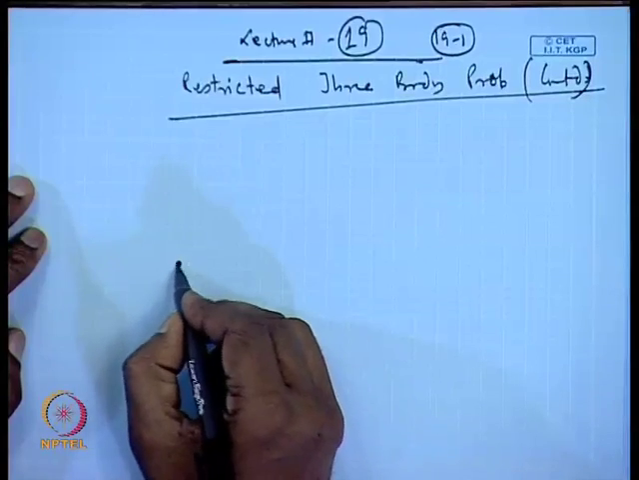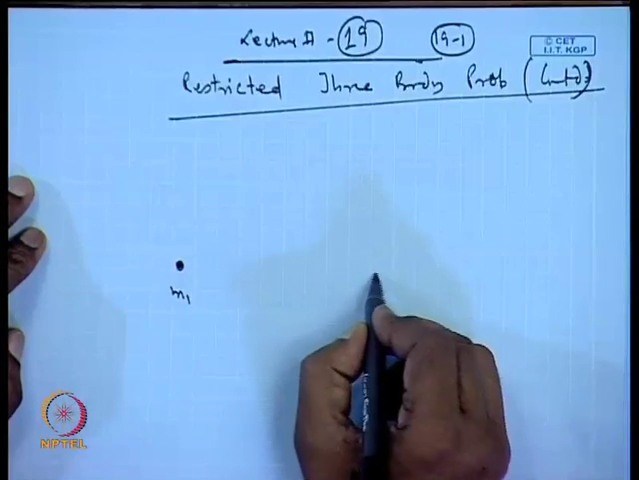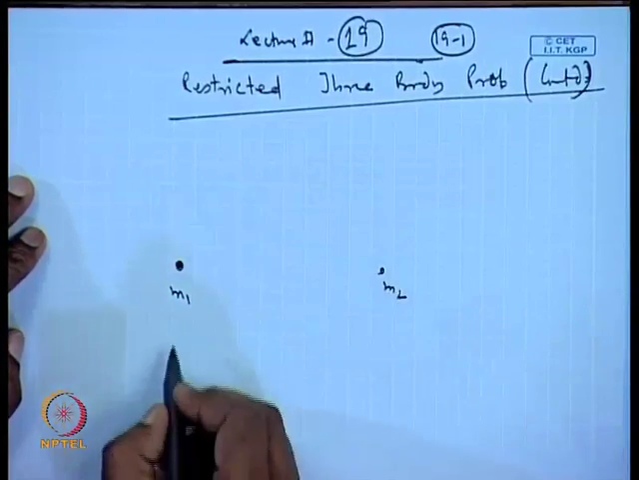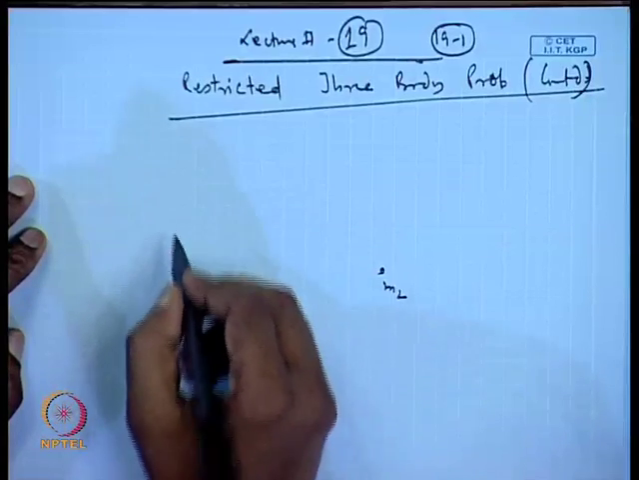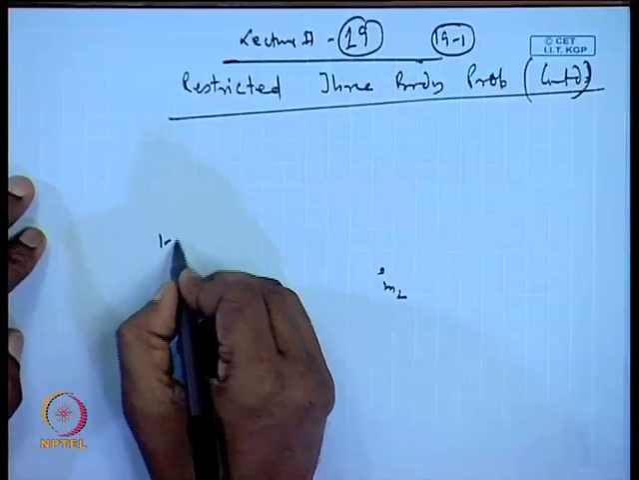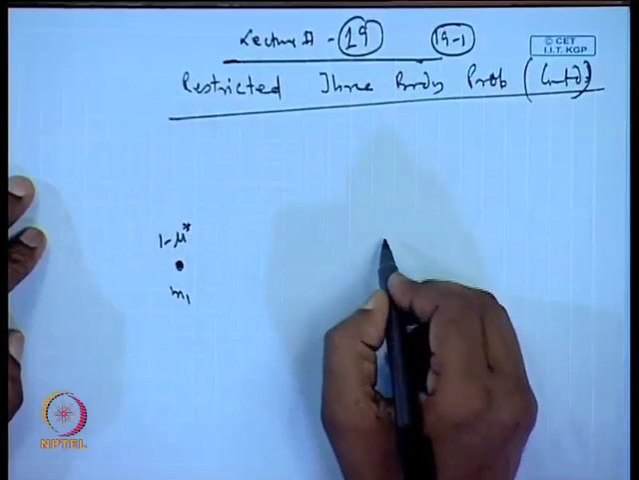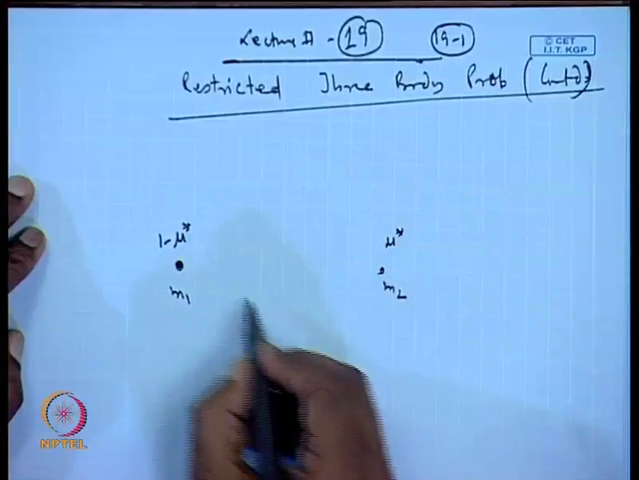In the last lecture, we have been discussing the restricted three body problem. So, in this lecture, we are going to conclude this. We started with two primary masses, m 1 and m 2. In the normalized situation, we wrote this mass as 1 minus mu star and this mass as mu star.